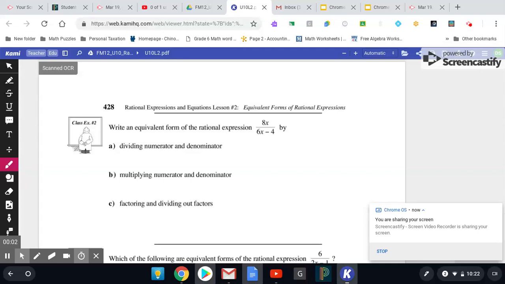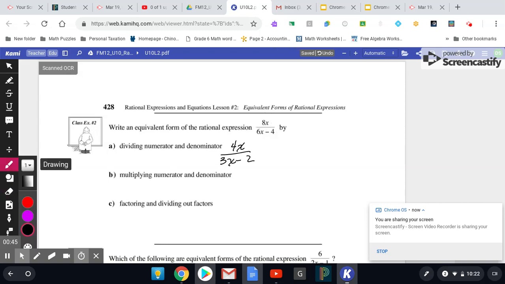So I'll pick up here where we left off, which is on page 428, class example number 2. Let's just show you how you find some of these equivalent forms. So right here it says by dividing numerator and denominator. What I'm going to tell you to do, we're going to skip this part. I'm just going to have you always find, so if you want to divide everything by 2, you will notice that every term is divisible by 2. So what you do to one term, you must do to them all. So if I divided them all by 2, I would end up with 4x over 3x minus 2. So that is an equivalent form.